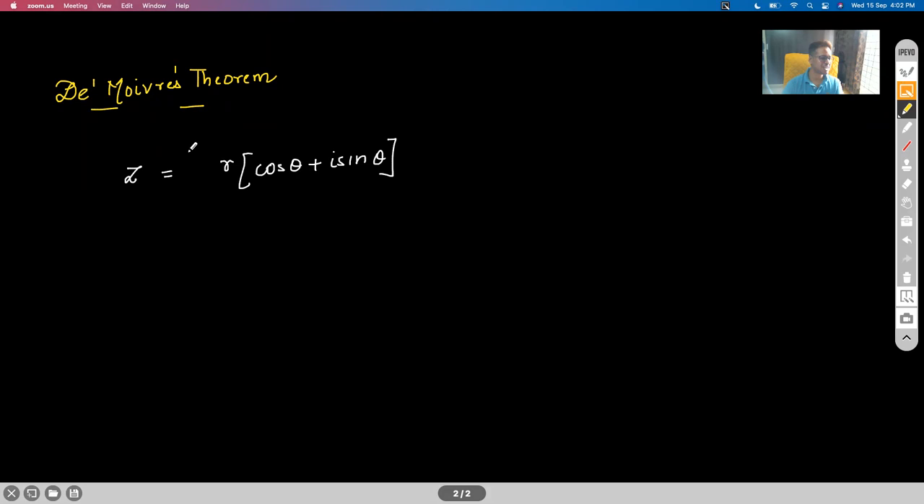So let's say you have a complex number, which is given by r cis theta. I've chosen a polar form. And if I raise it to the power of n, what happens? Please do not restrict yourself to thinking that n could only be natural numbers. n could be negative integers also. n could be a rational number of p by q form as well.